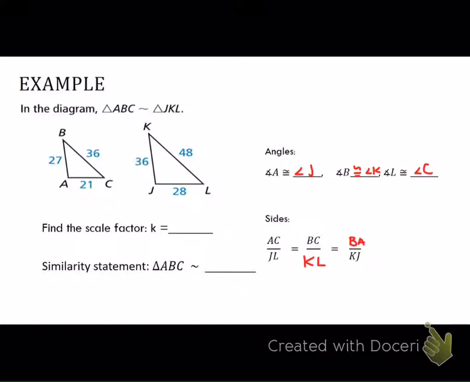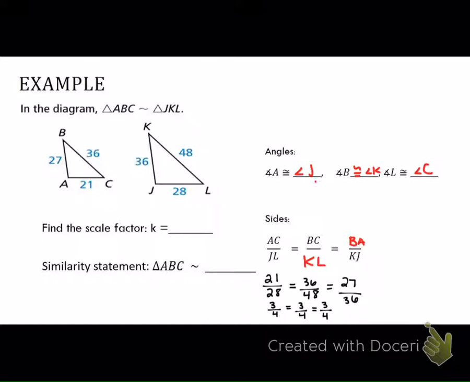So just to check that, AC is 21 and JL is 28. BC is 36 and KL is 48. BA is 27 and KJ is 36. So 7 goes into each of those, so that's 3 over 4. 12 goes into both of those. That's 3 over 4. And 9 goes into both of those. So that's 3 over 4. So do you see that they're similar based on that? They all simplify to 3/4.